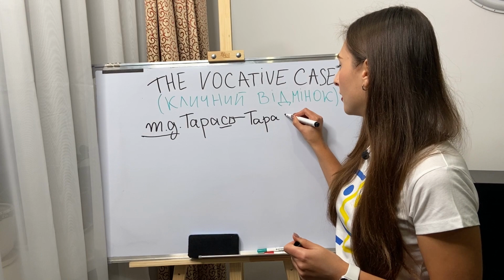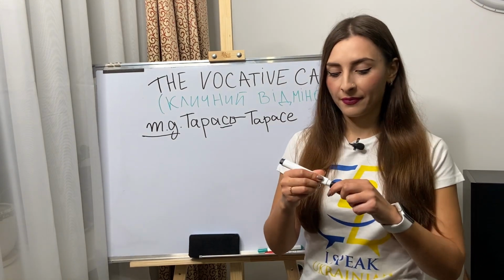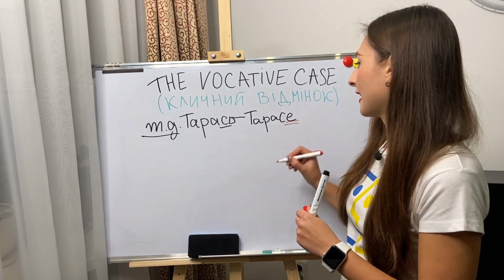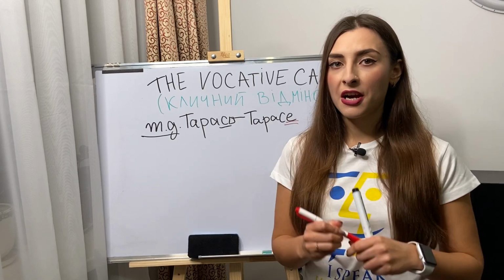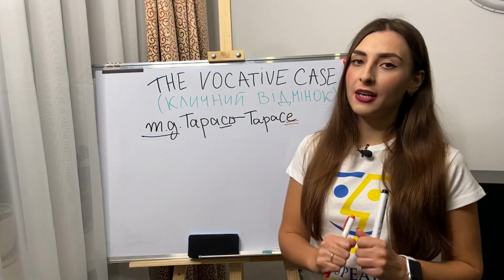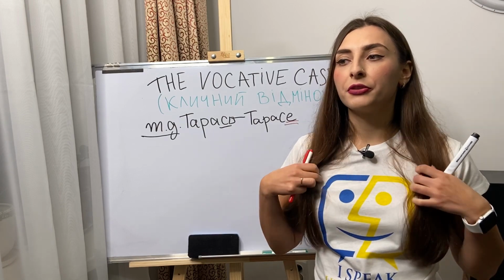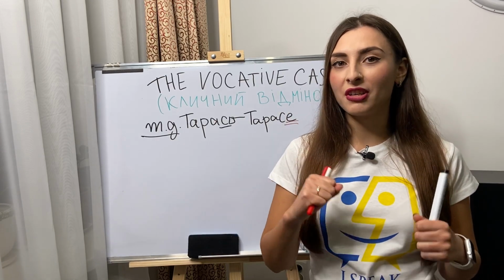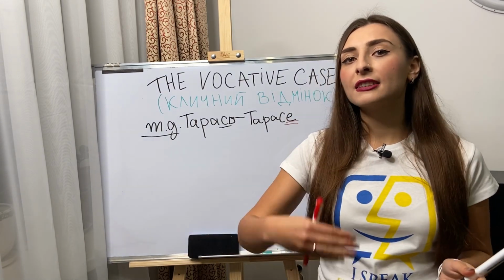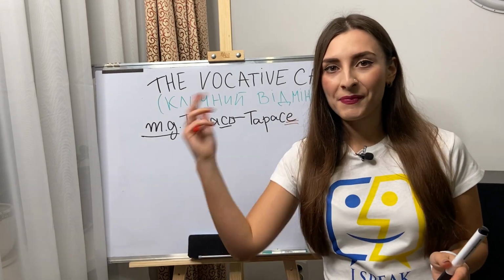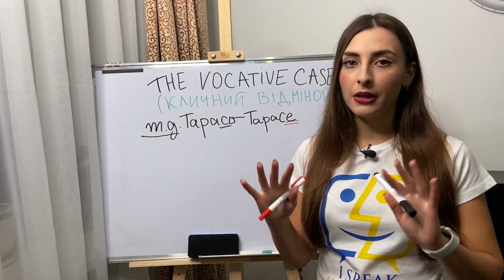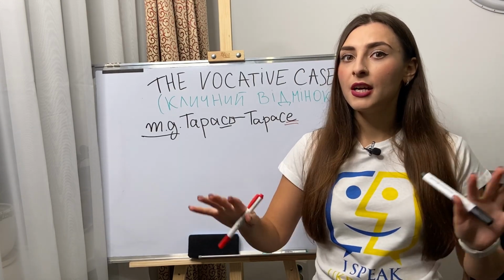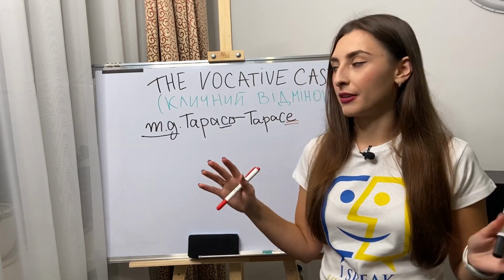And we have Тарасе. So masculine gender nouns take the ending E in the vocative case. When you want to greet your friend Taras, you have to say Привіт, Тарасе. Hello, Taras. Or how are you, Taras? Як справи, Тарасе? Or for example, Jim. This rule is also used with foreign names like Jim, Джиме, etc.